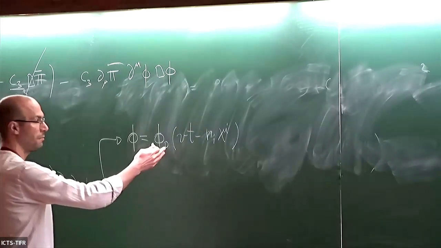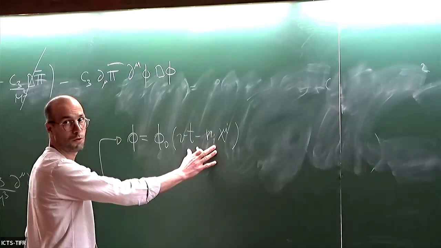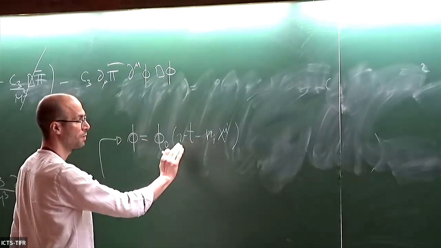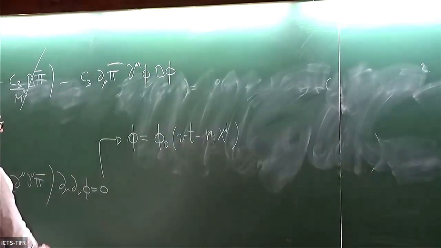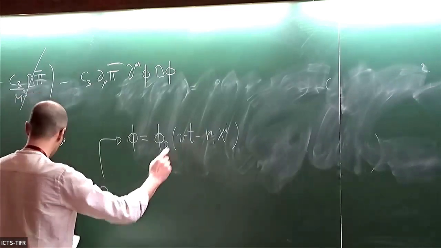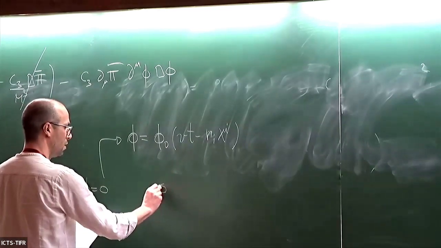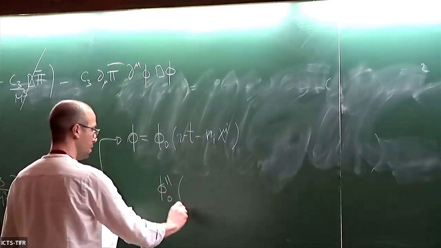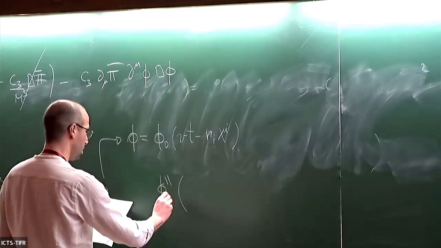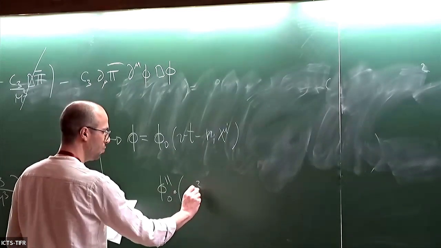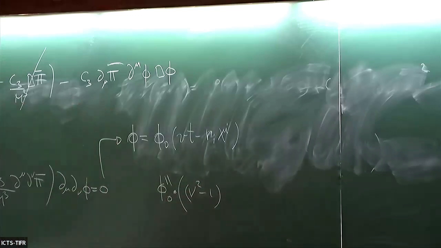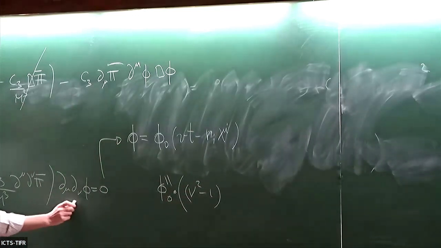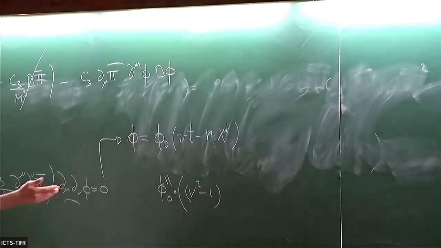So phi 0 is a function of this, so it's a traveling wave with speed v. Let's plug it in here, so we get an equation for v. This gives us phi 0 double second derivative of this function times v squared minus 1, which comes from this part. So v equal to 1 or minus 1 would be the solution. You can travel either way with speed 1, I mean on the cone.